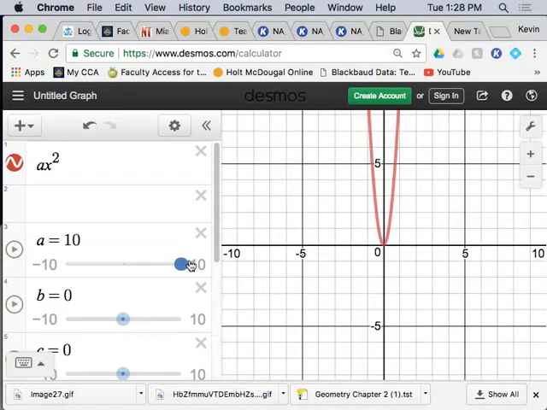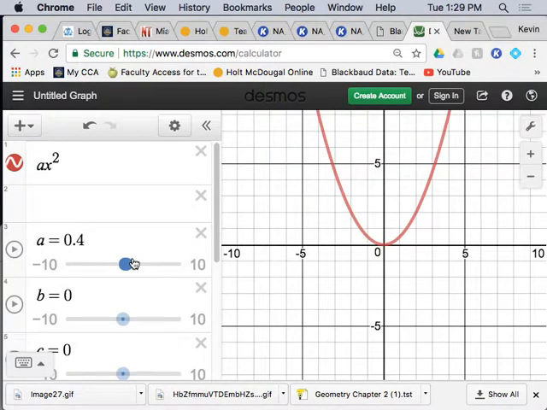Oh, look at that. So as a goes up, it stretches it. Remember when we had the absolute value function, we had a, what happened with the slope as a went up? It got steeper and steeper, right? So it's like a stretch. Same thing here. Now, as a goes down more and more, it does get wider.